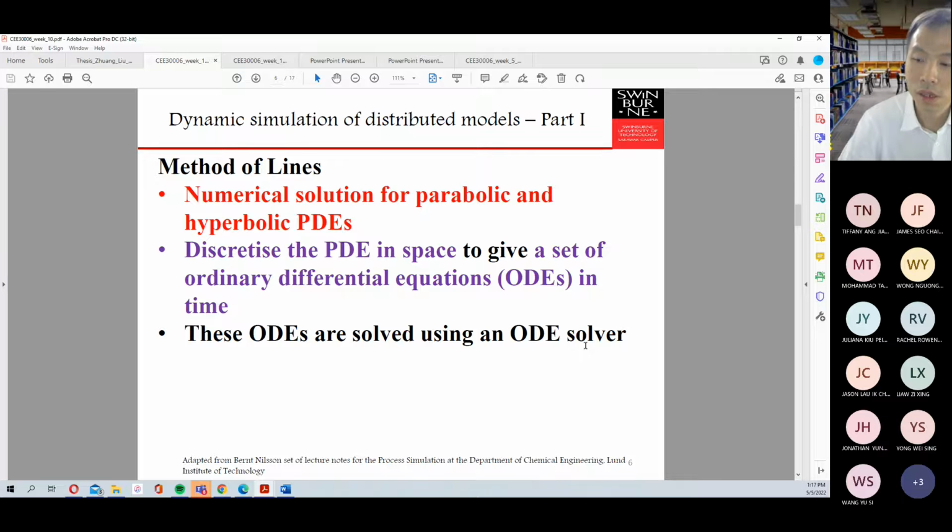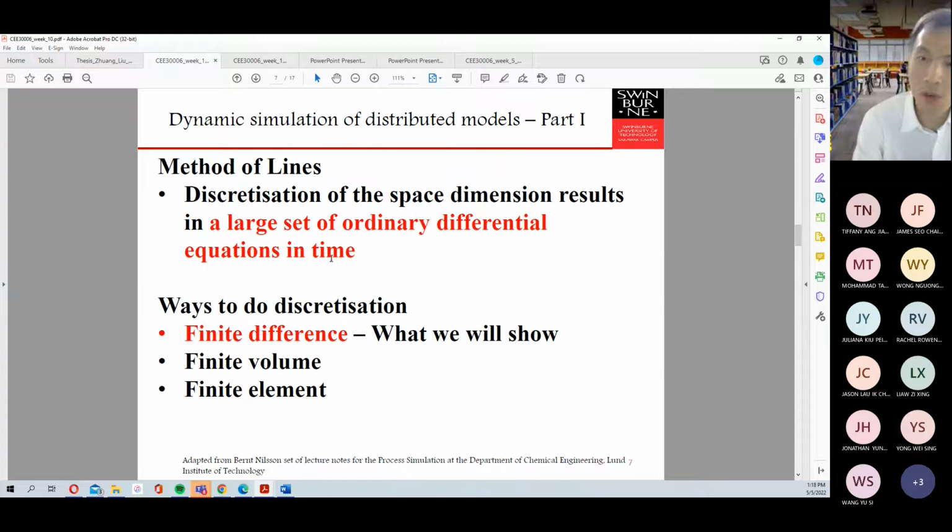After we discretize the derivative in space into a finite difference form, we still end up with differential equations. These differential equations, you will have one for each different position, basically. Okay, this will be apparent as we go into the next slides. So the method of lines basically converts the PDE into a large set of ordinary differential equations in time.